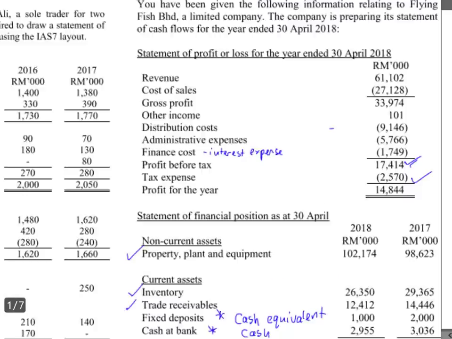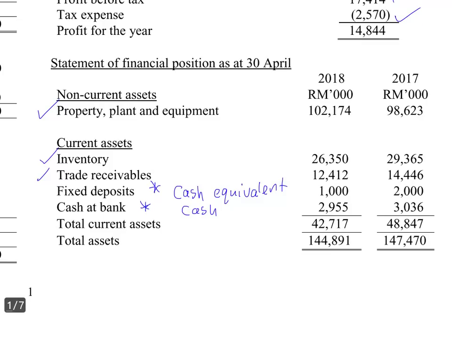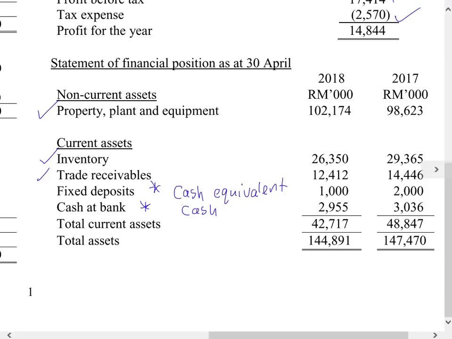First of all, why do we call this cash equivalent? Cash in hand, cash in bank is considered cash. Fixed deposit is not cash, but it's similar to cash. That's why we call it equivalent to cash. When I place my money in the bank, can I withdraw anytime? Yes. When I place fixed deposit for 1 year, can I withdraw anytime? Yes.